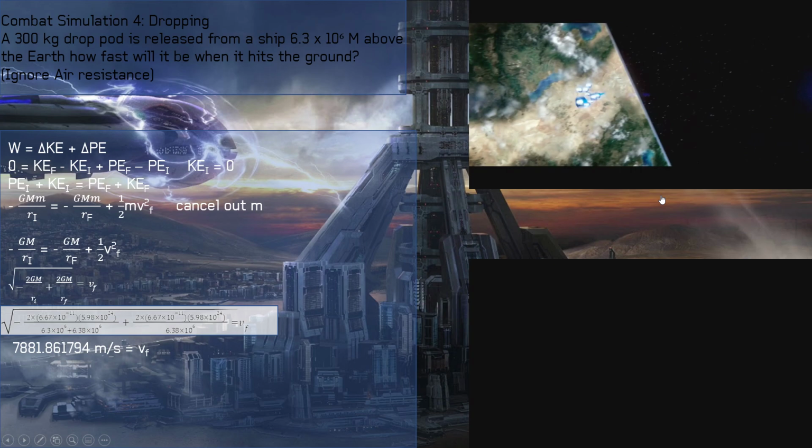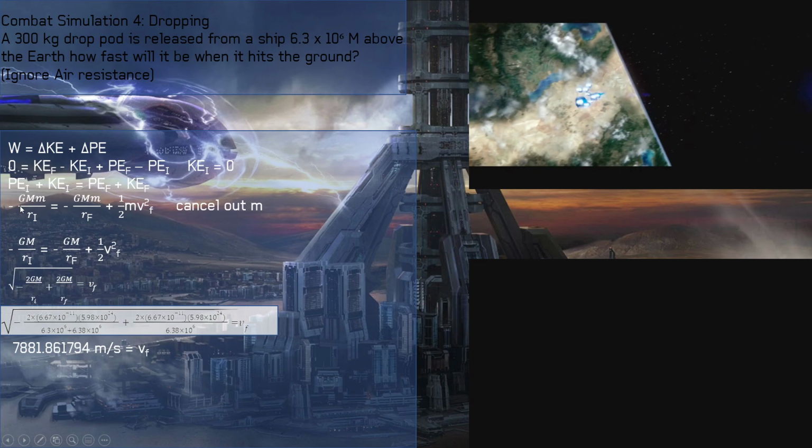So we can just rearrange the equation here. Kinetic energy initial plus potential energy initial is equal to potential energy final plus kinetic energy final, and we can get rid of kinetic energy initial. We're going to convert all of these variables to their equation form. Since we're looking for how fast it'll be when hitting the ground, we're going to use 1 over 2 mv squared for kinetic energy final, because we need to isolate that velocity.